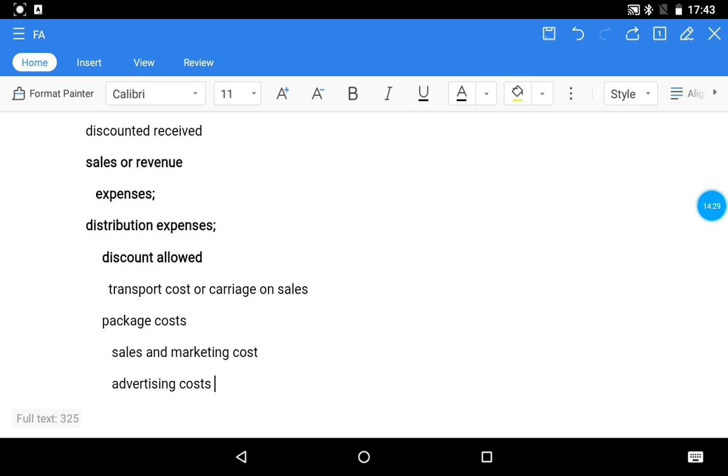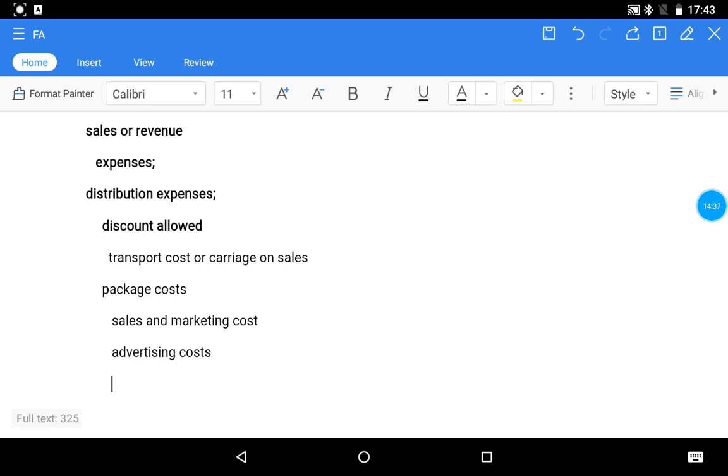Then also, after distribution expenses, we have another form of expense, which is administration expenses. It's called administration expenses or costs. These costs involve the costs of running a business, the running, operation and management of the business.